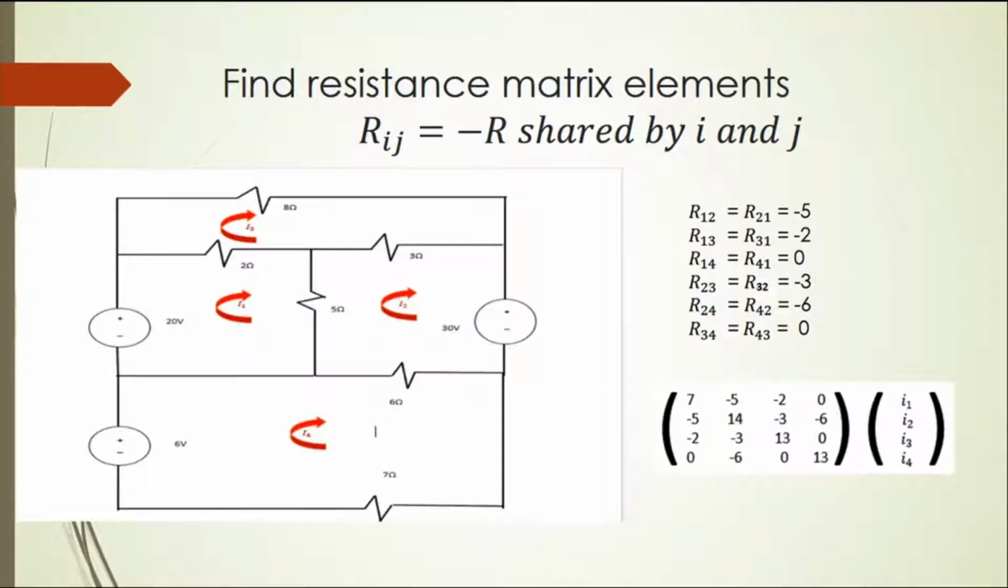Secondly, we need to find the off-diagonal resistance matrix elements using Rij equal to negative R shared by i and j. R12 and R21 equal negative 5, R13 and R31 equal negative 2, R14 and R41 equal 0, R23 and R32 equal negative 3, R24 and R42 equal negative 6, and R34 and R43 equal 0. After all those numbers have been obtained, they can be assigned to the 4 by 4 matrix following the first step according to Rij, as shown above.